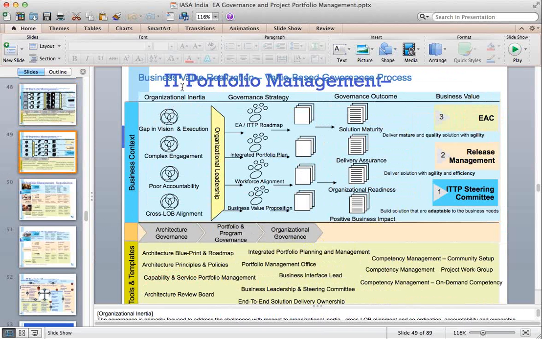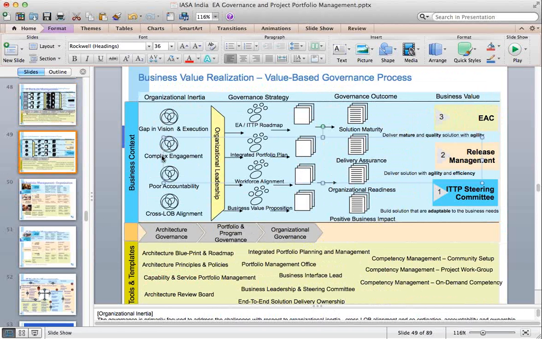Let me bring this out so that we are able to clearly see what it is. Okay, it's the value-based governance process. We have been speaking about meeting the business objectives, business values, to say the least. And that's why we exist as portfolio managers, to deliver. And how do we govern this? How does the gap in vision and execution, or a complex engagement, how do the accountability and cross-line of business alignments which define the business context get translated into business value?